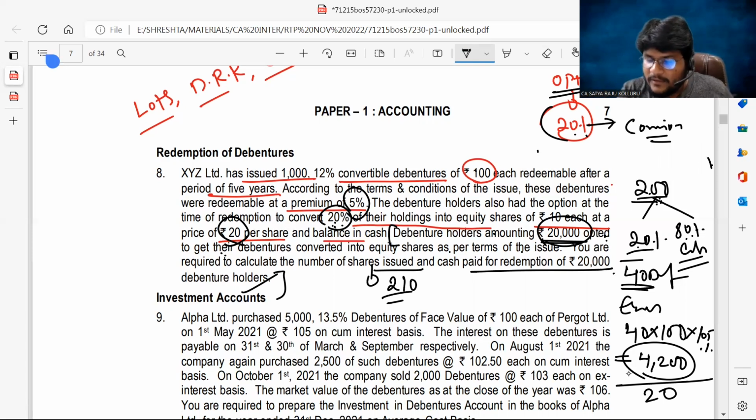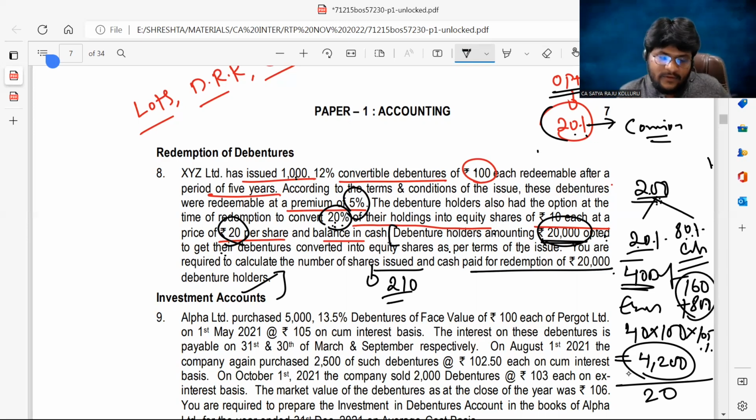80% cash means these 160 holders plus total 1000 debentures, right? Out of 1000, we already considered 200. The remaining 800 I also need to add. That means total 960 debentures. 960 debentures we are going to pay in the form of cash.